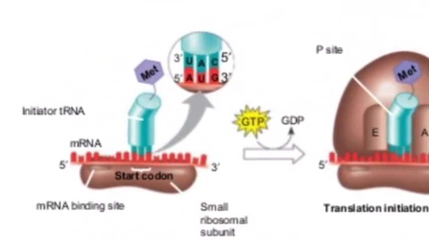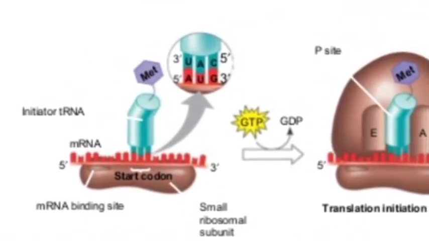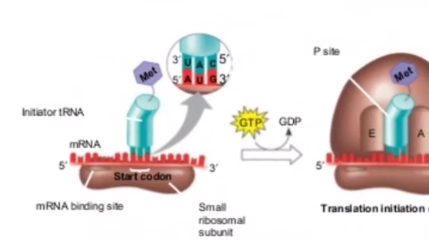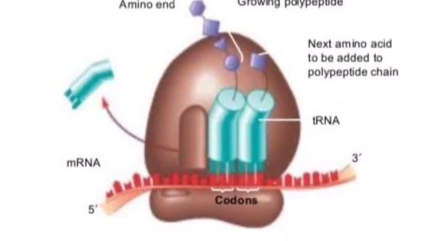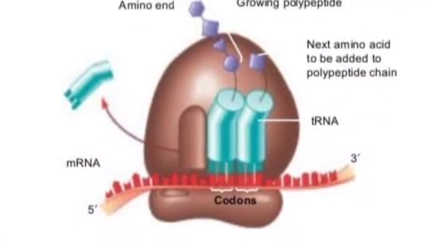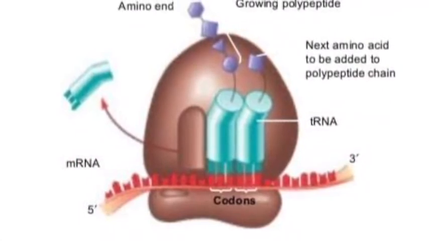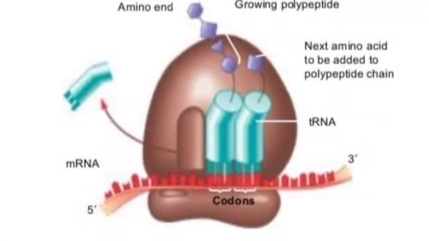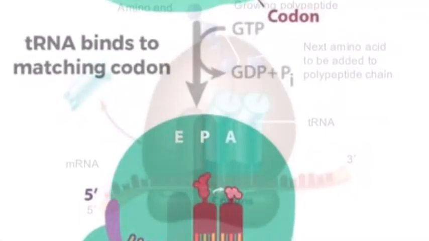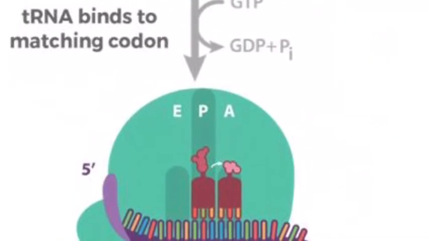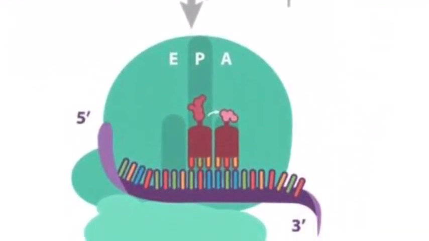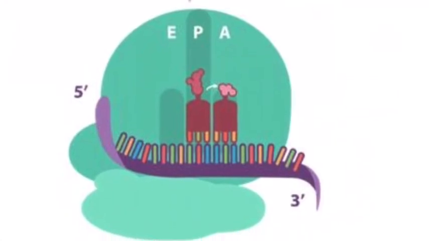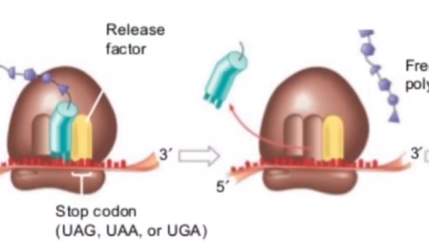Termination. The final stage is when the ribosome reaches a stop codon in the mRNA. When the ribosome reaches a stop codon, there is no corresponding transfer RNA. Instead, a small protein called release factor attaches to the stop codon. The release factor causes the whole complex to fall apart.